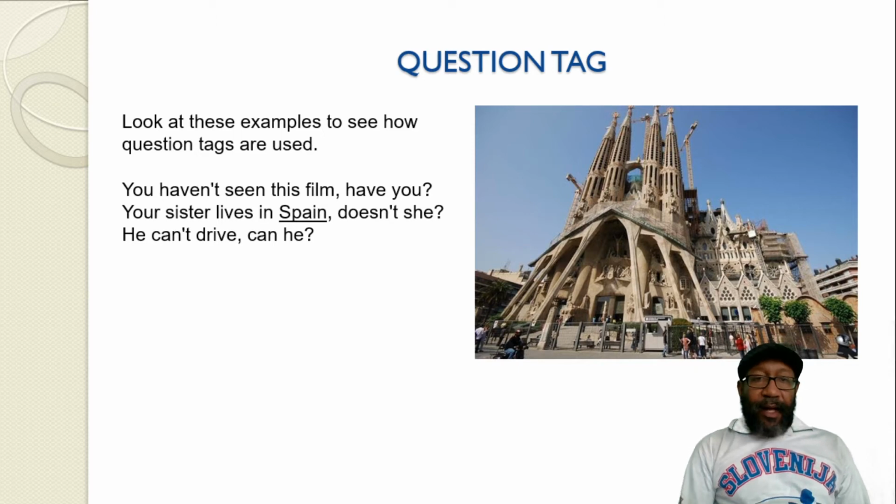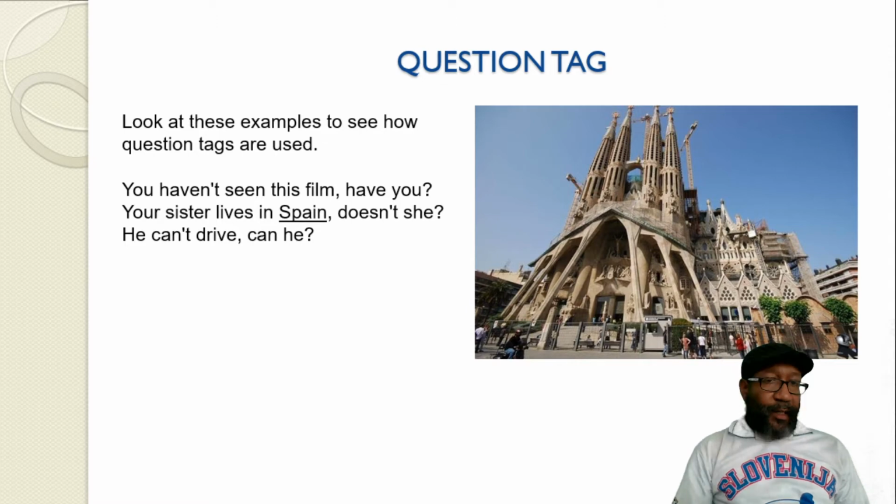And for example, the first example, the sentence is in the present perfect. So to do the question tag, you have to pay attention to the tense. So in this case, use the verb to have. You see the second sentence is in the simple present, and you don't have an auxiliary verb. But when you do the tag question, you have to use doesn't. And he can't drive, can he? You just use the verb can in the negative.